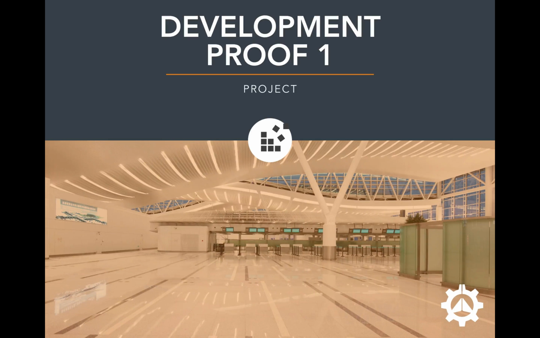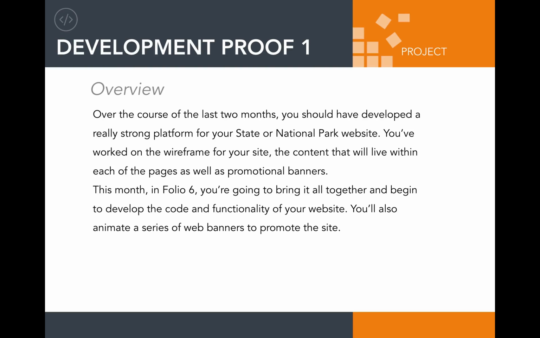In this week's project, we're going to be working on the first development proof of our website. Over the course of the last 2 months, you should have developed a really strong platform for your state or national park website. You've worked on the wireframes for your site, the content that will live within each of the pages, as well as promotional banners.